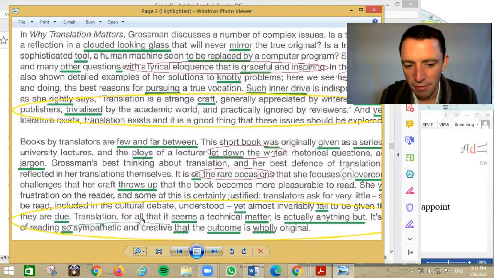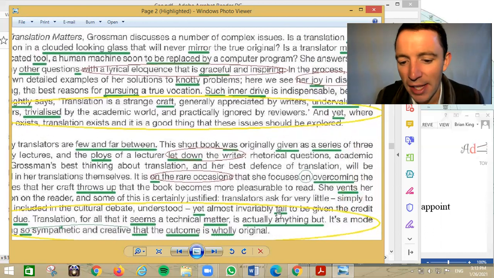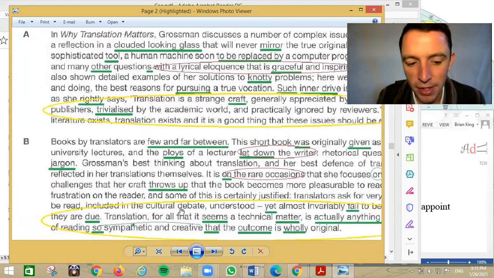In the second paragraph, the writer says, translation, for all that it seems, here, fail to be given the credit. Fail is fallar. Fail to be given the credit they are due, and due is expected or deserved. So they have a similar opinion here. Okay.